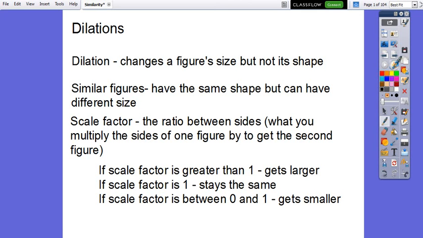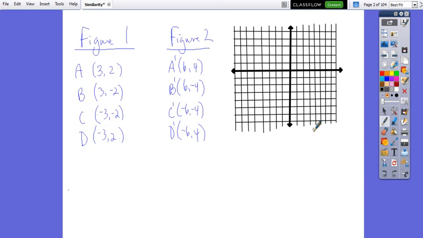All right. Now let's take a look at this little example here. We got figure 1 and figure 2. Figure 1 is the pre-image. Figure 2 is the image. How do I know that this is the original one right here? How do I know figure 1 is the original? Exactly. It doesn't have the little primes on there.